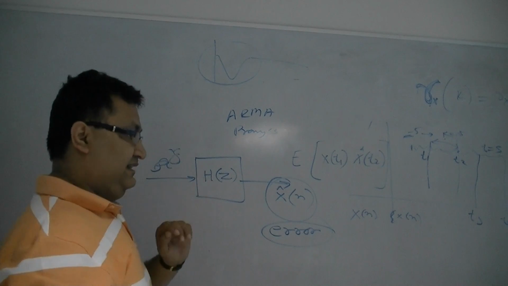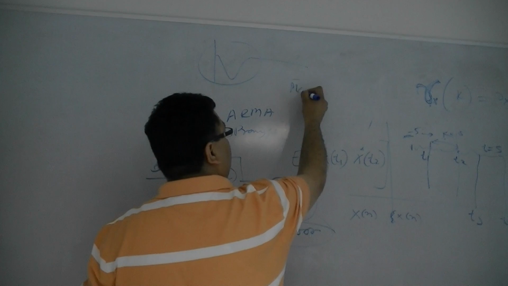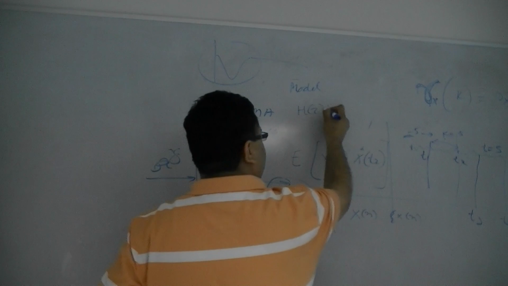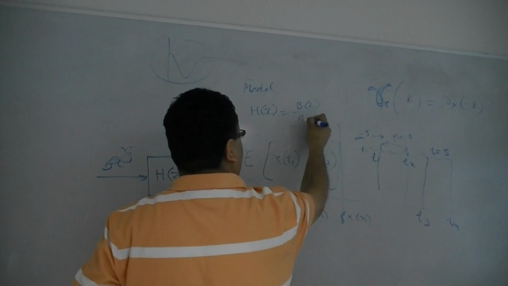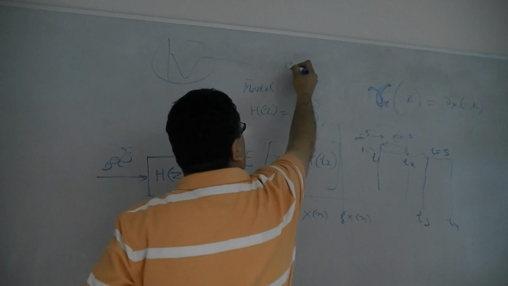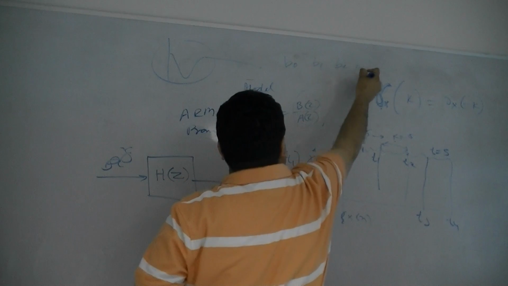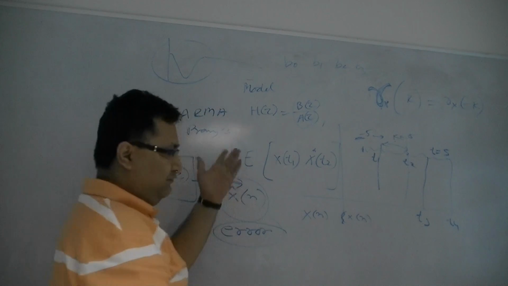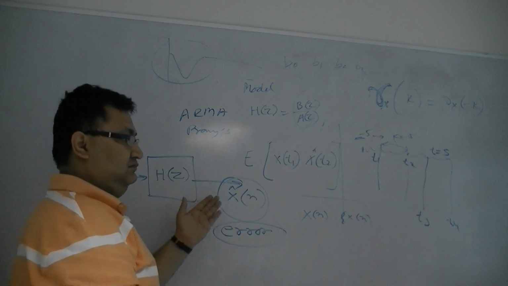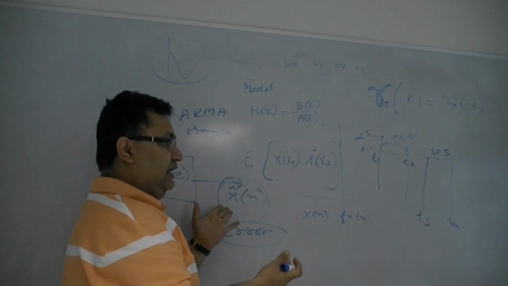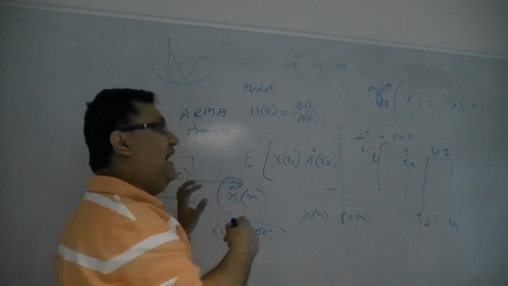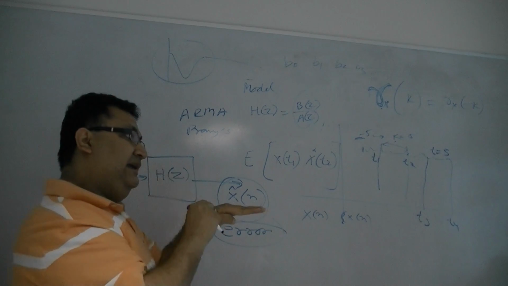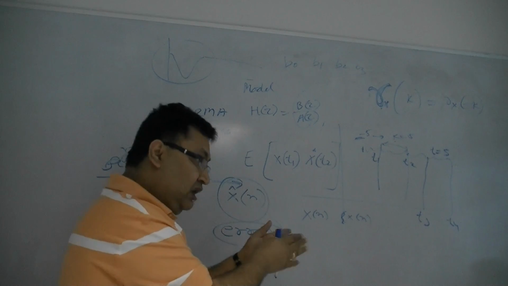Right now, with this data, I'm trying to make a model of eye flickering. Model means something like H(z), which is B(z) over A(z), and I will try to find the coefficients b0, b1, b2, b3. A system is defined in terms of some poles and zeros, so I'm trying to find that. This will be an approximate model. Then I will take 2-3 more data sets of eye flickering, and then I will compare whether my modeling is correct or deviated.